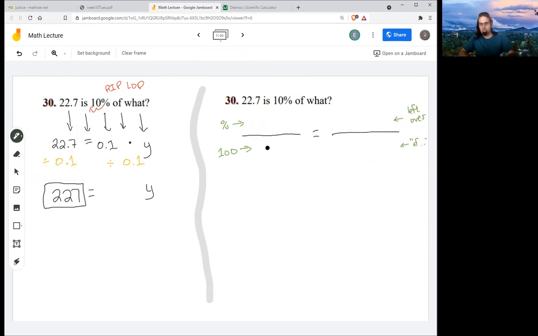So in this case, that's always 100. The 10% is just a 10. We don't do the decimal shift in the proportion method because we already have an over 100 right here to pay for that percent sign.